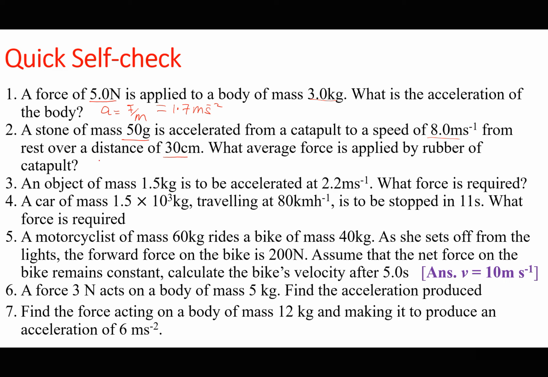So the average force we are talking about here is going to be the mass times the acceleration. All we need is the acceleration. So our final velocity is 8. It started from rest, so the initial velocity was 0. So the acceleration is going to be final velocity minus initial velocity divided by time. We don't have the time, so I will use another formula. We have final velocity, initial velocity, and distance. So I'll use v squared equals u squared plus 2as.